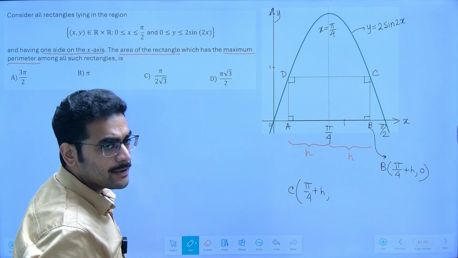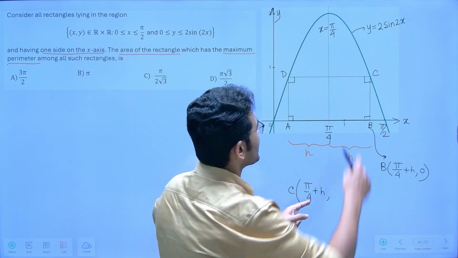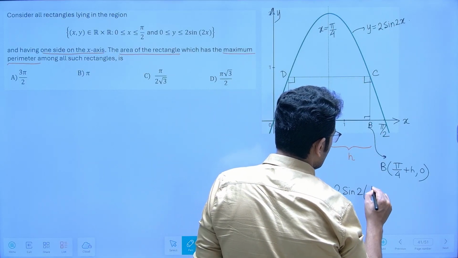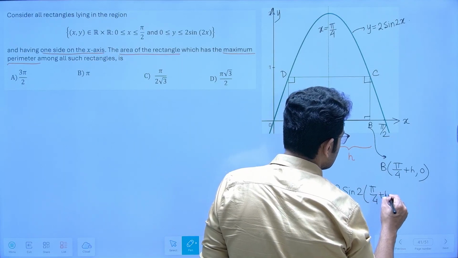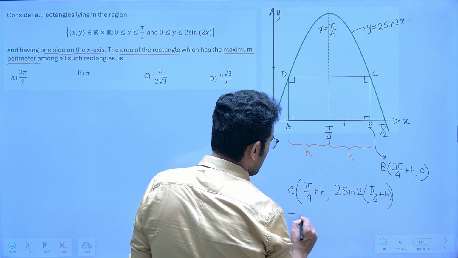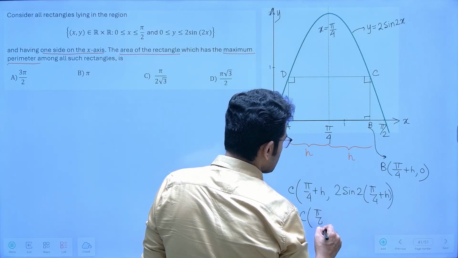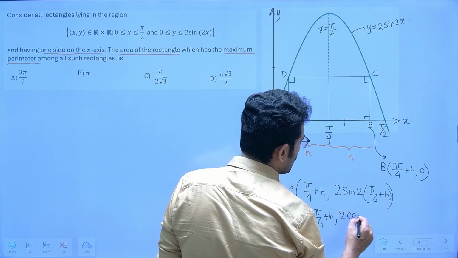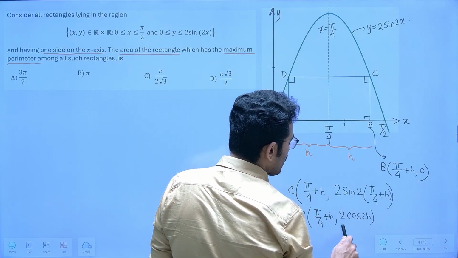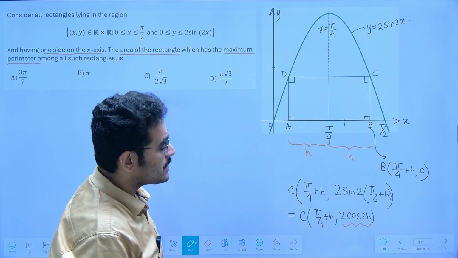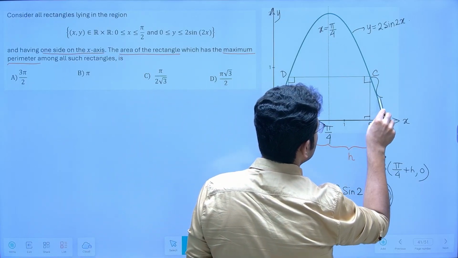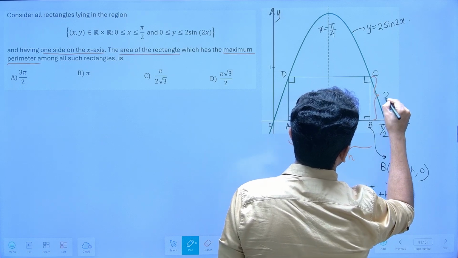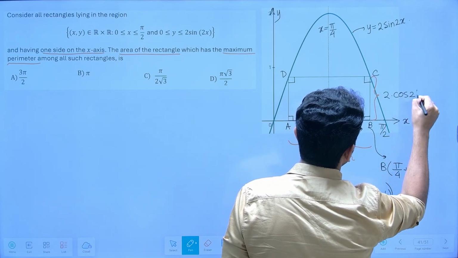What will be the y coordinate? To get the y coordinate we will put this x value in the graph. So it will be 2 sine 2 into (pi by 4 plus h). So the point C will become (pi by 4 plus h, 2 sine (pi by 2 plus 2h)), that is 2 cos 2h. So y coordinate of C will be 2 cos 2h. So that is the height of the rectangle.